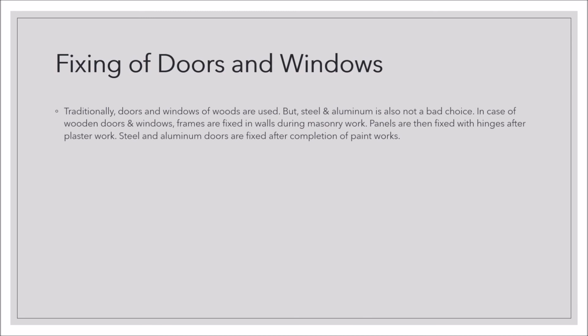Fixing of doors and windows. Traditionally, doors and windows of wood are used, but steel and aluminum are also not a bad choice. In the case of wooden doors and windows, frames are fixed in walls during masonry work. Panels are then fixed with hinges after plaster work. Steel and aluminum doors are fixed after completion of paint work.